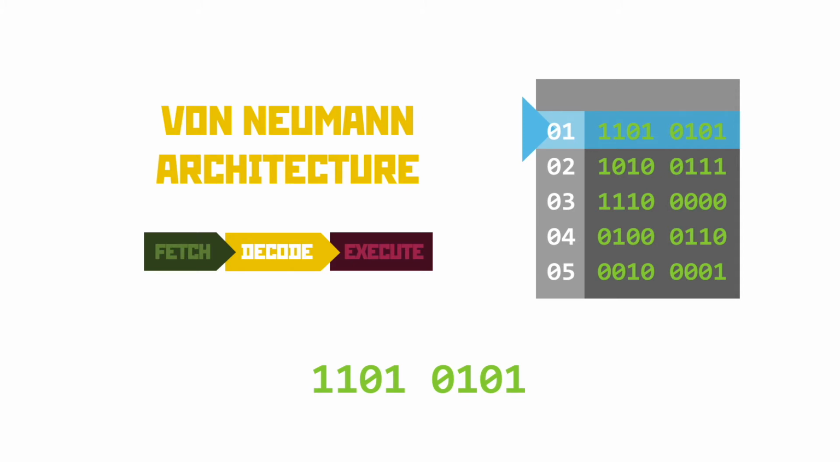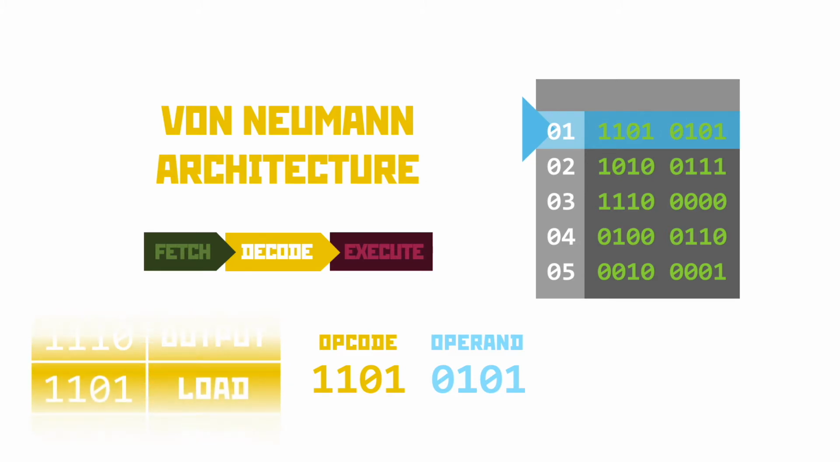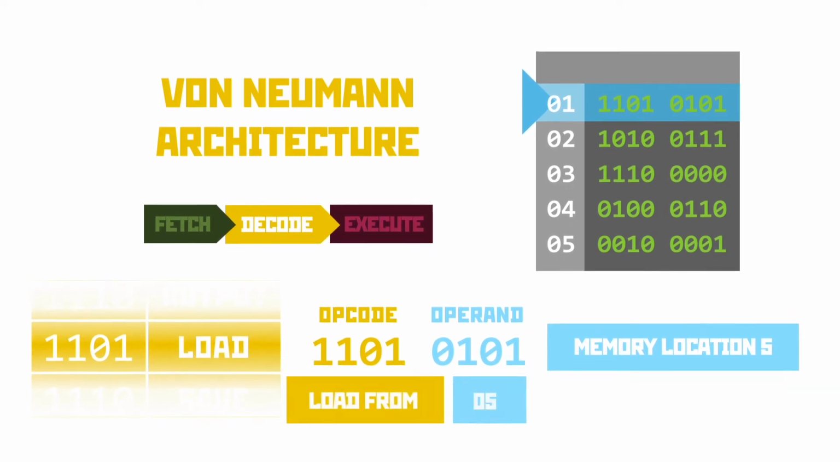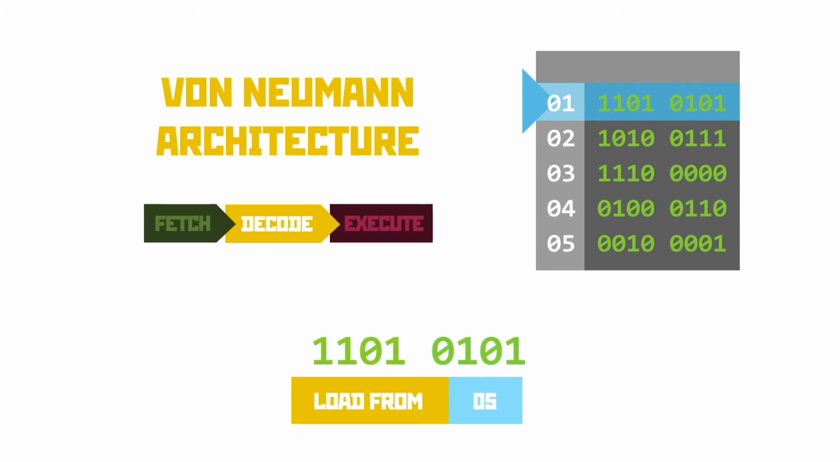A machine code instruction is made up of two parts, the opcode, the instruction, and the operand, the data. These two parts are treated separately. First, the CPU looks up what the opcode actually means, and in this case, it's a load instruction. Then, it works out what the operand, the data component, actually means. In this case, it's the number 5. Putting it all together means that the instruction in line 1 boils down to making the CPU load a piece of data from memory location 5. That's line 5 to you and me.